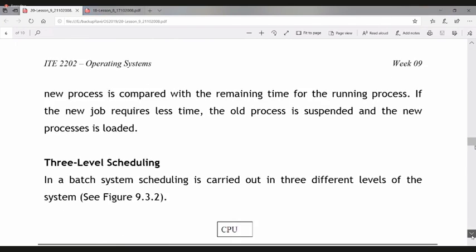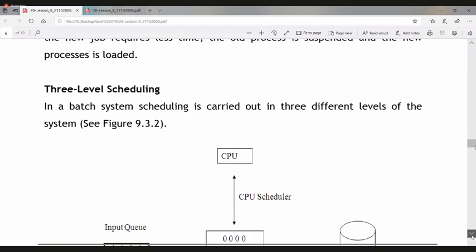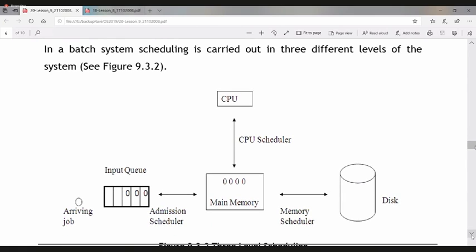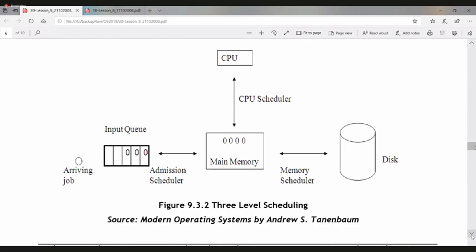Then there's another scheduling algorithm called three-level scheduling. Let's see what it is. In a batch system, scheduling is carried out in three different levels of the system, like explained here. Now, here you can see arriving jobs into a queue. So there's a scheduler to control the admission and to load to the main memory.